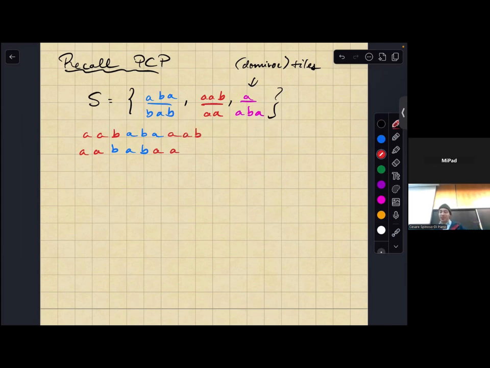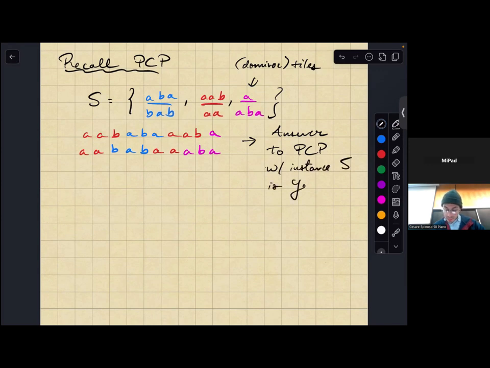But in a real world scenario where you don't know the answer to the question, you would have to just use trial and error and see if it works out. And now it looks like a pretty good bet is to use this tile, because I'll have an A here and then A, B, A at the bottom. So then I get a nice sequence of domino tiles. In this case, the answer to the PCP problem with the instance S is yes.